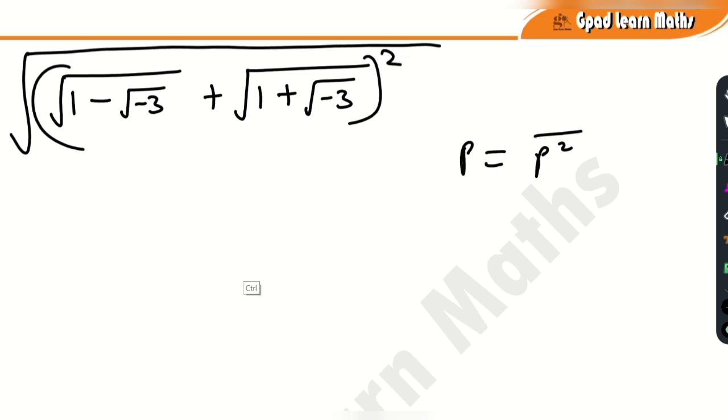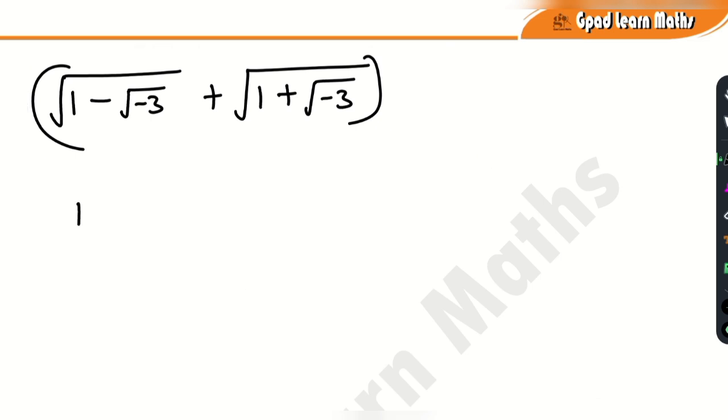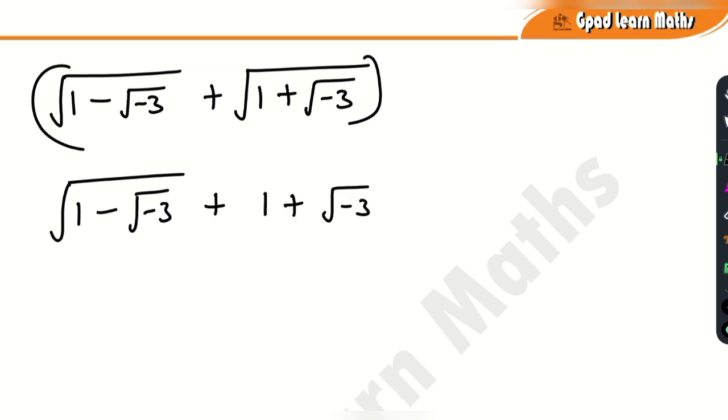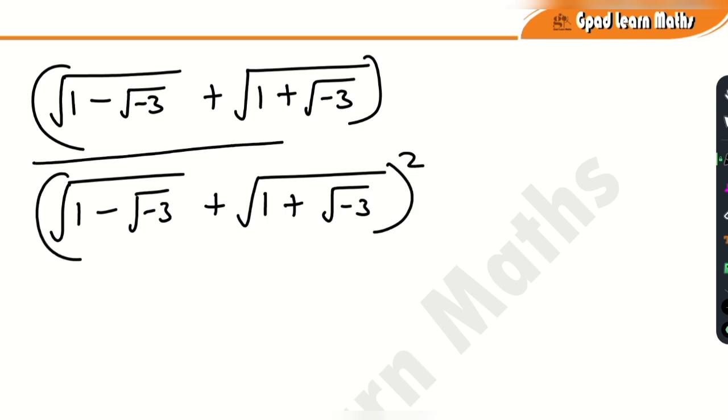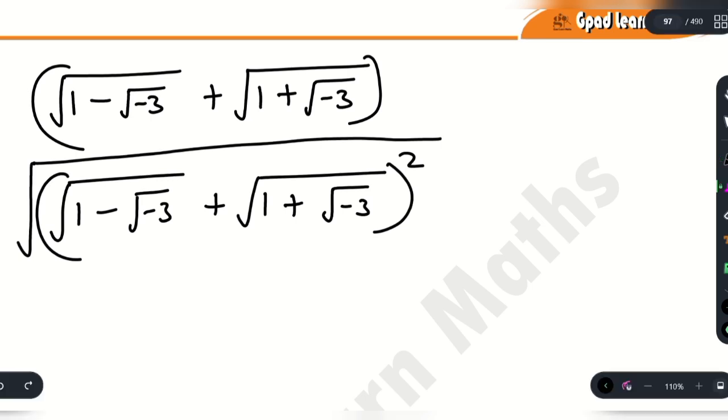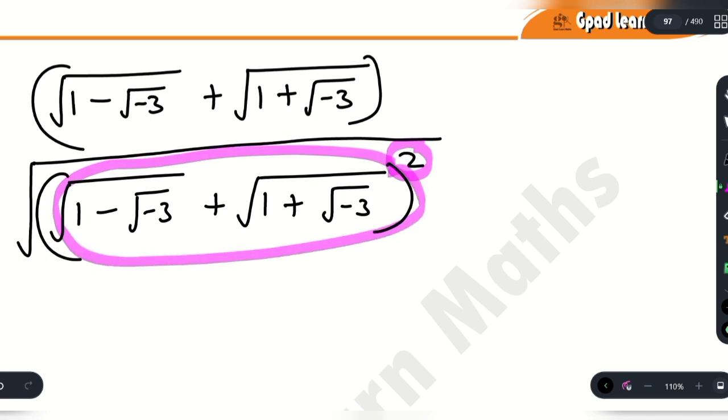Now let me just rewrite everything and write it like this. The square root of 1 minus the square root of negative 3, all square root, plus the square root of 1 plus the square root of negative 3, all square root. Now watch this. I'm going to wrap everything with a square and then put a square root that will cancel the effect of the square. Now, because we have this square here, it means we're going to multiply this expression by itself.